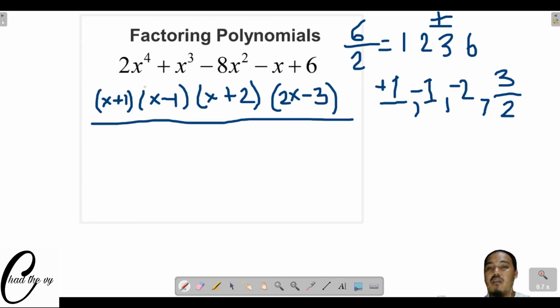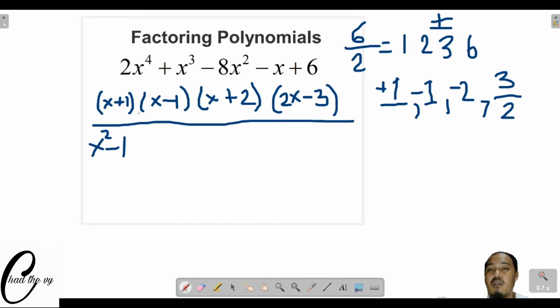Para ma-check natin kung tama yung ating sagot dito sa factor na to, gamitin natin yung FOIL method. I-check lang natin kung tama tayo na ito yung factor. So, dapat pag minultiply natin itong apat na to, ang sagot natin ay ito. 2x raised to 4 plus x raised to 3 minus 8x raised to 2 minus x plus 6. So, ito unahin natin. X raised to 2 minus 1 yan. Negative yung sagot natin kasi mawawala yung middle term dahil mag-opposite sila ng sign. Positive dito, negative dito.